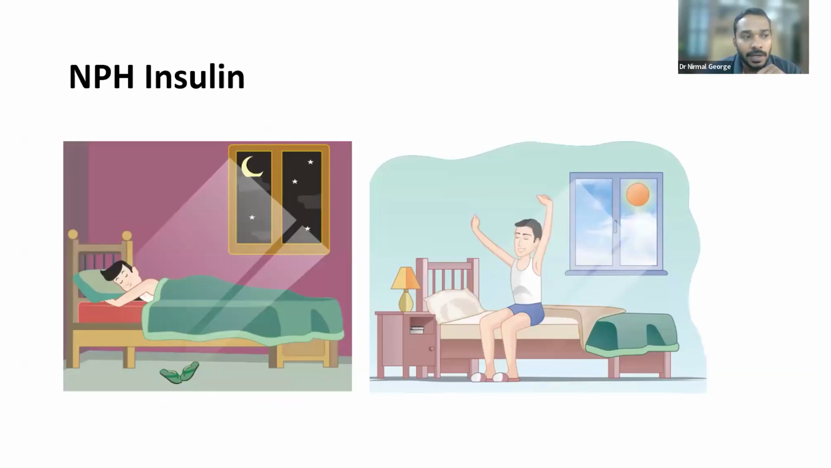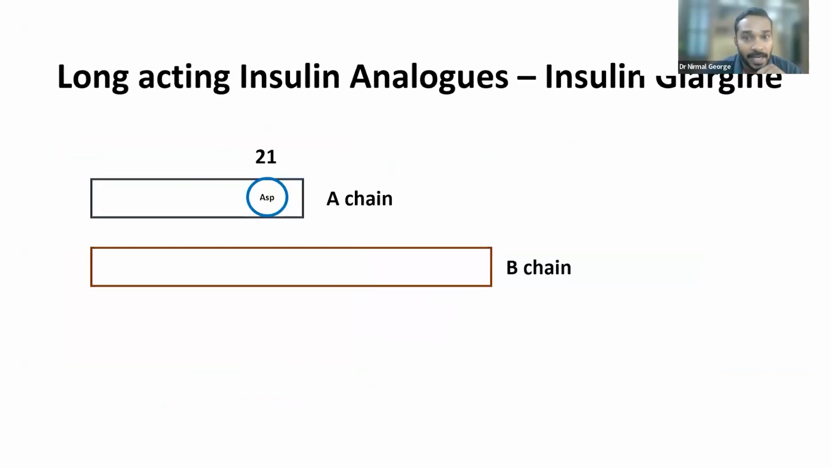So to counteract the drawbacks of NPH insulin, we have developed long acting insulin analogs. So these are insulins which have got amino acid modifications. If you are replacing the 21st amino acid in the A chain with glycine and adding 2 arginine at the 31st and 32nd position, you will get insulin glargine, because you are adding glycine and also adding arginine. So that becomes insulin glargine.